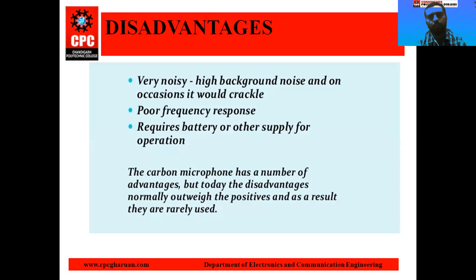As we already discussed, the carbon microphone has a very good response in the audible frequency range, that is 500 hertz to 4 to 5 kilohertz. But in the case of lower frequencies, less than 500 hertz, or more than 5 kilohertz, the carbon microphone response is very bad. It also requires a battery or power supply. If there is no power supply or battery, then the carbon microphone is not used. That is a big disadvantage of the carbon microphone.